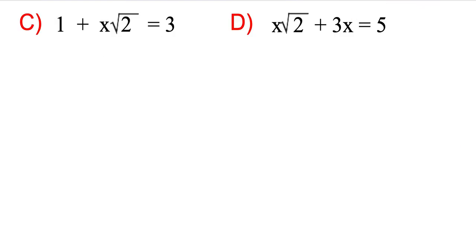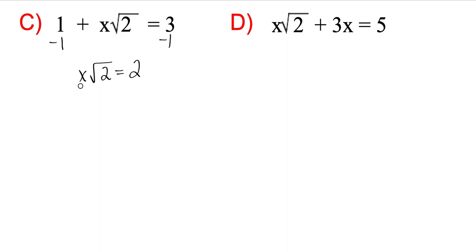So next round, we have a couple more of those. So these ones are a little bit different because if you're looking at these, I have a square root of 2 in there, not a square root of x. So this shouldn't be too bad to solve, okay? So let's just try to solve this like we would a normal algebra 1 problem and get this x by itself, okay? So first thing we want to do is move the 1 over, and then I have x root 2. 3 minus 1 is a 2.